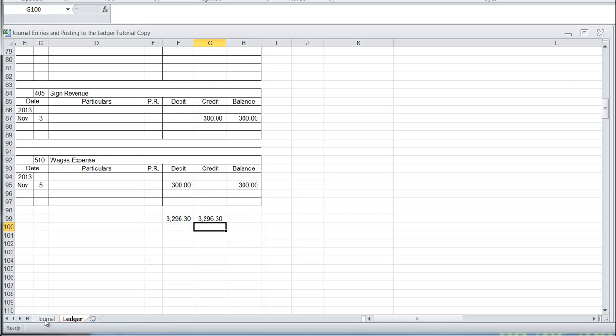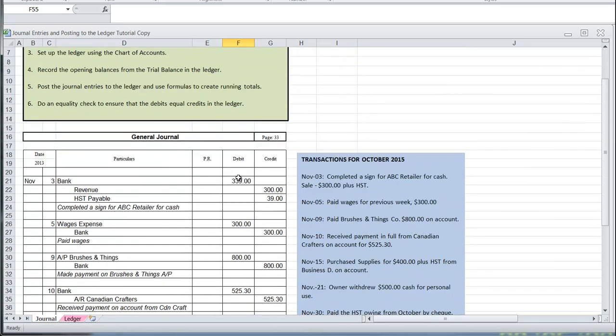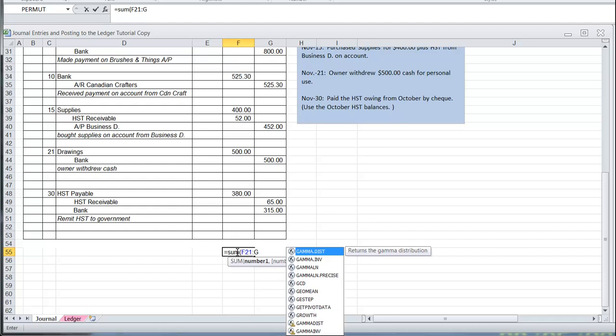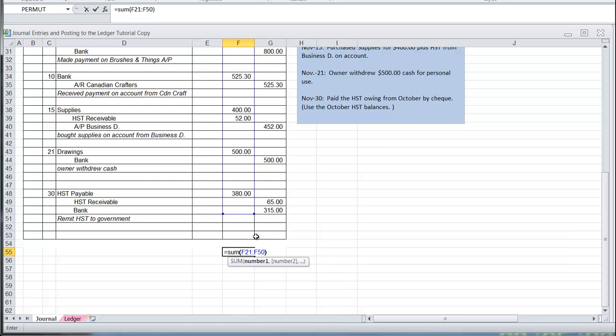We should do the same thing for the journal back here. Didn't do it earlier. But right at the bottom here. Let's see now. That was everything from F21. So F21 to, whoops, F and, well, actually, let's just go down to 50 here because that's the last credit. I'll make them the same.